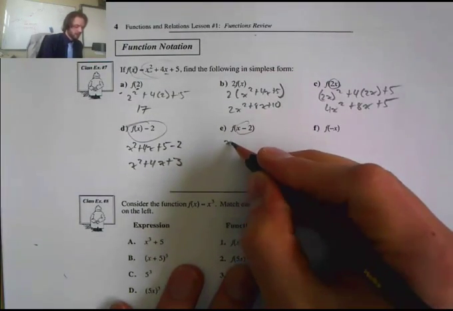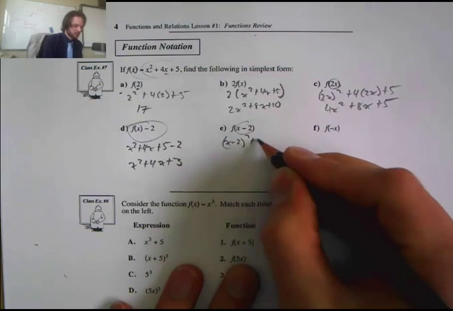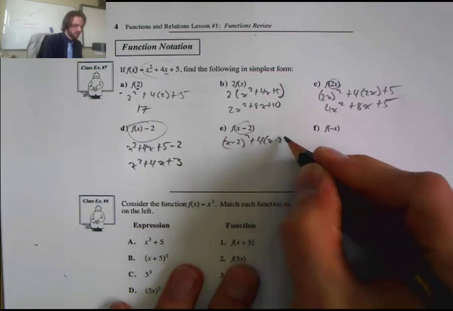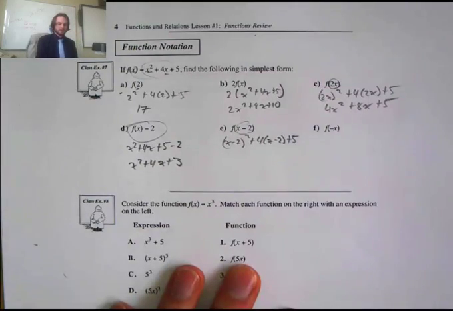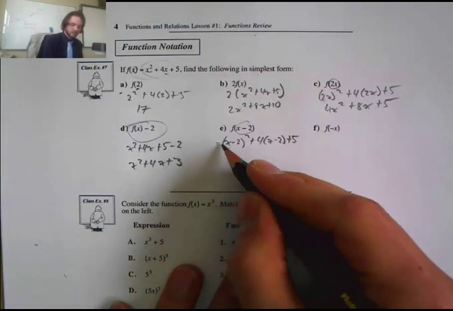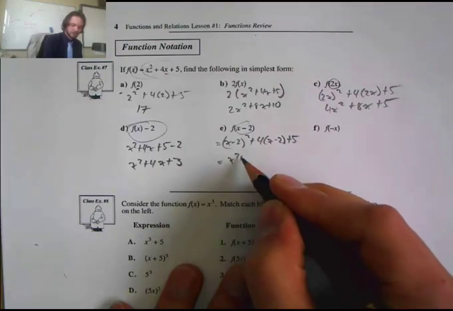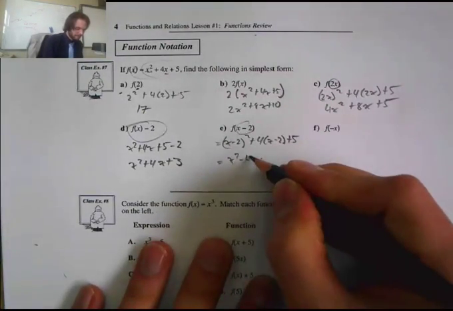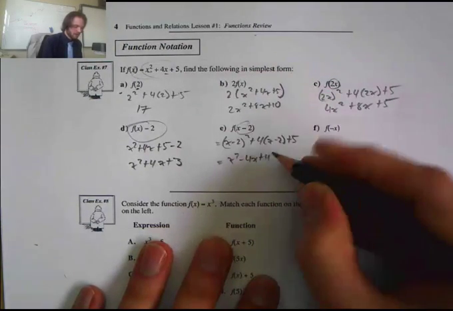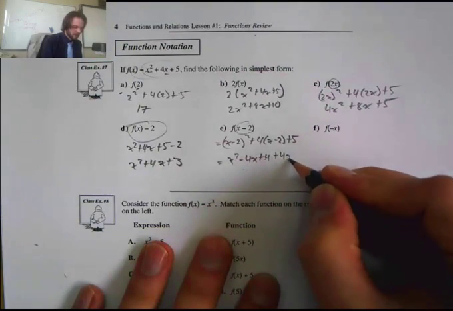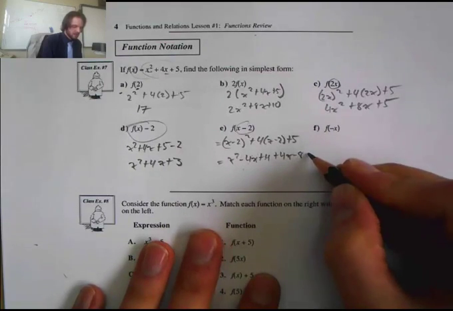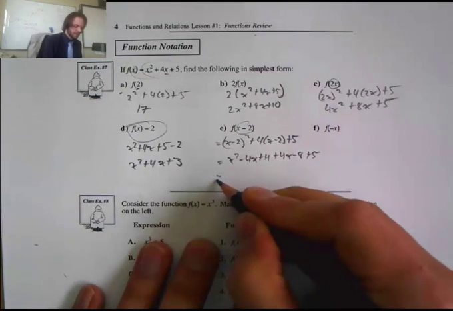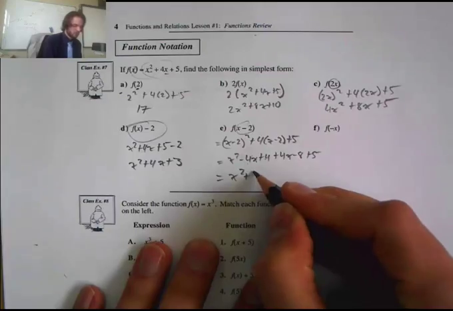The next one says we put x minus 2 in for the whole equation for every x. So we have x minus 2 squared plus 4, x minus 2, and then we plus 5. Now I have to expand this all out, which is going to give me x squared minus 4x plus 4 plus another 4x minus 8, and then we go plus 5, which ends up giving me x squared plus 1.